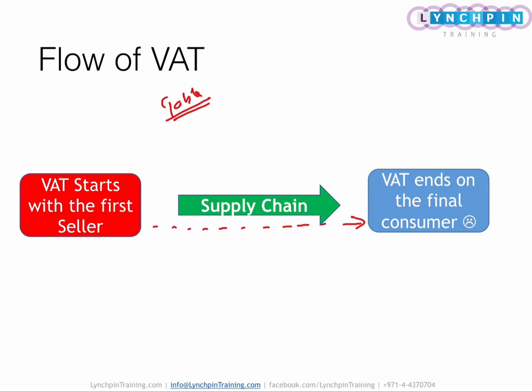Let's start with the first seller here. The first seller would normally be a farmer. A farmer is someone who will be selling wood. From the farmer it comes to a factory. From the factory it goes to a wholesaler. From the wholesaler it goes to a retailer, and from the retailer it comes to the end consumer. Now the end consumer is the one who will ultimately absorb this VAT, and we'll see how it works also.